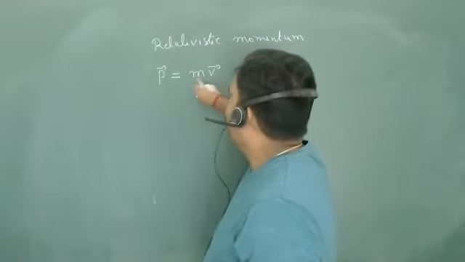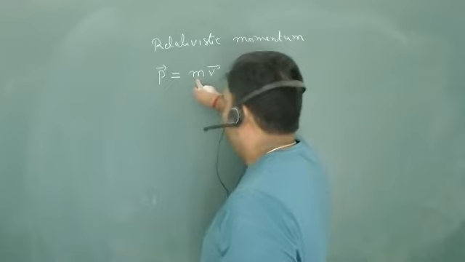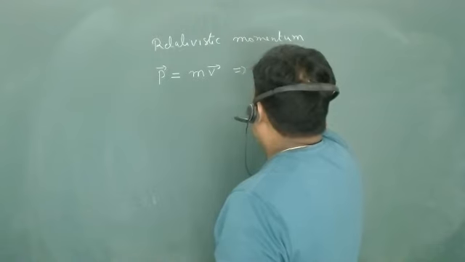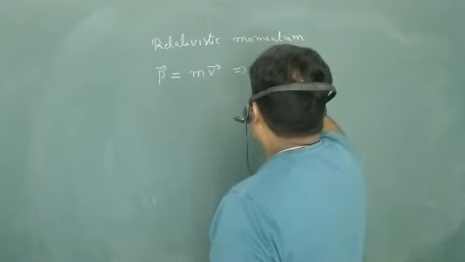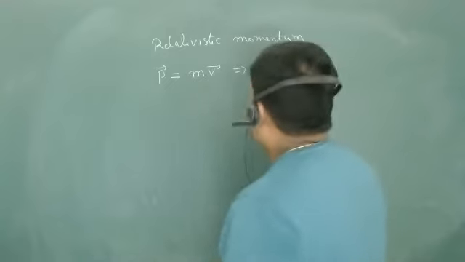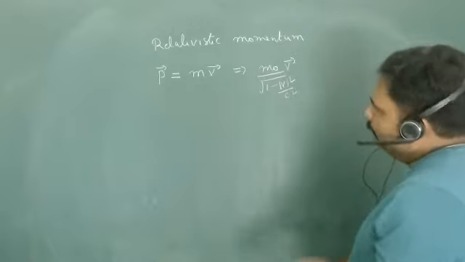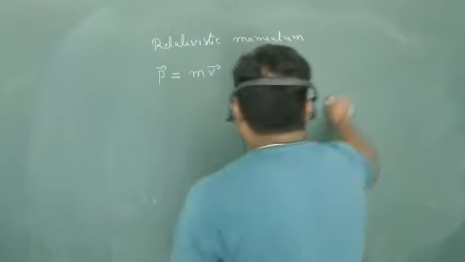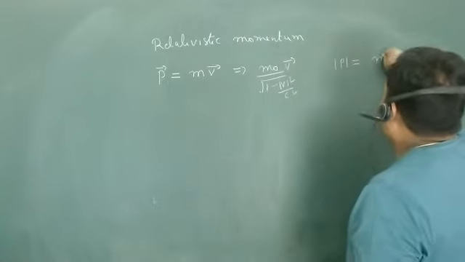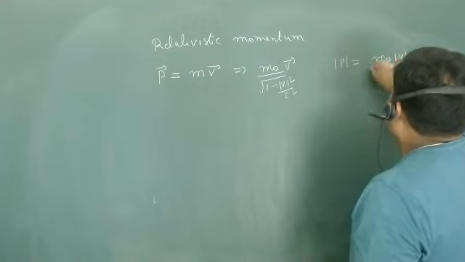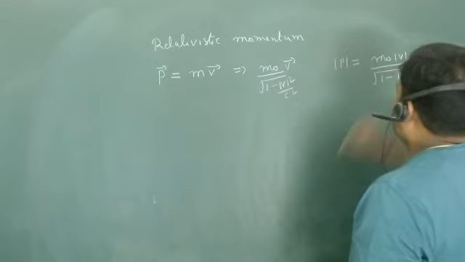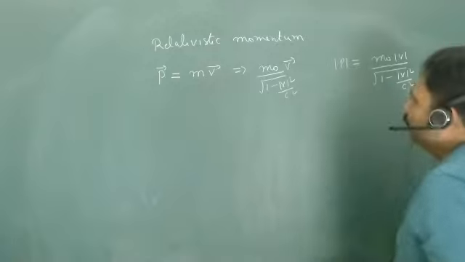So always you have to take something like relativistic mass, and this can be written as m naught upon root under 1 minus mod v square upon c square, into v. This is your relativistic momentum. And if you want to calculate the magnitude of momentum, it is given by m naught times magnitude of v upon root under 1 minus v square upon c square. So this is your magnitude of momentum.